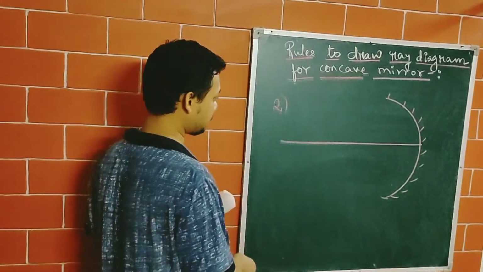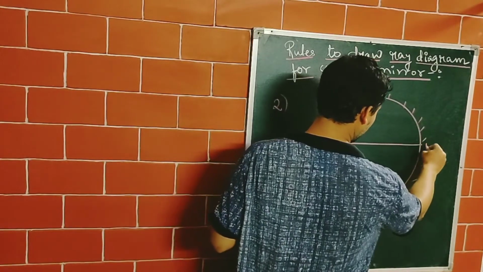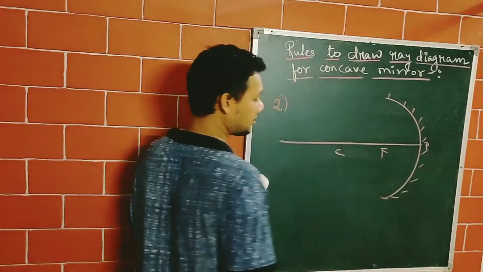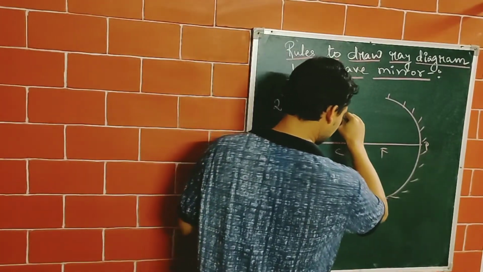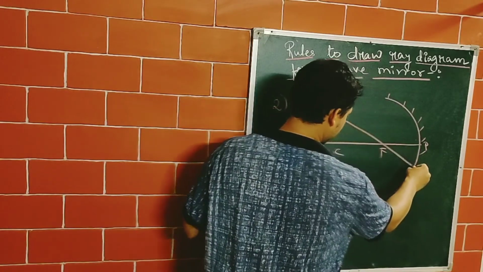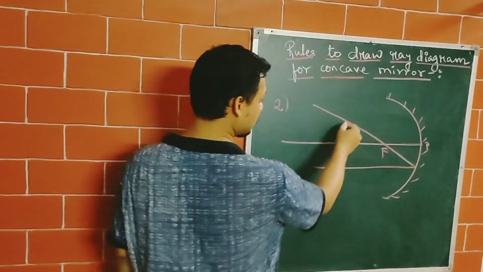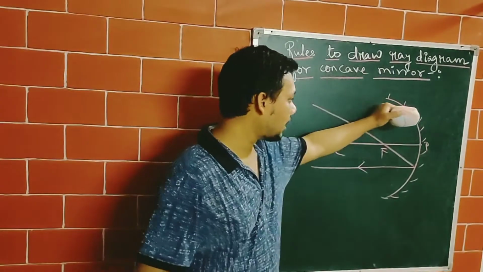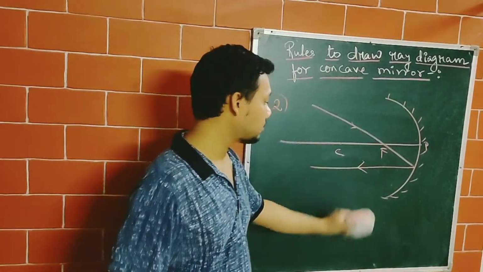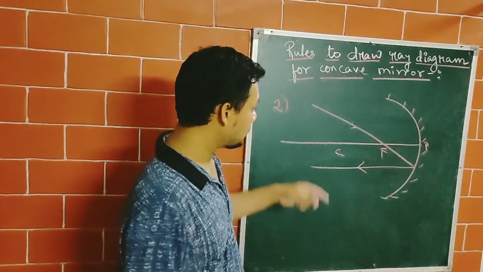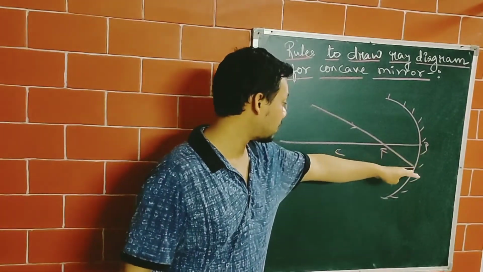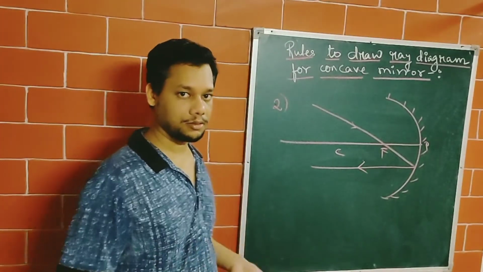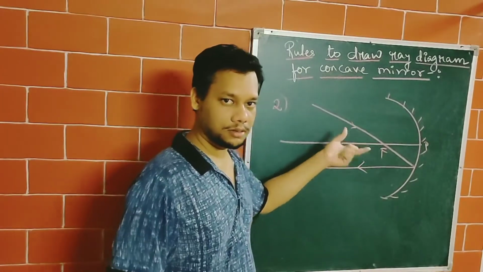Next, rule number 2. Next rule is that this is concave mirror, pole, focus, center of curvature. Now, if a ray passes through the focus, then after reflection, it will come parallel to the principal axis. Second rule. First rule was parallel to the principal axis, after reflection passes through the focus. Now, if the incident ray passes through the focus, after reflection it will pass parallel to the principal axis. It is a reverse of one another.